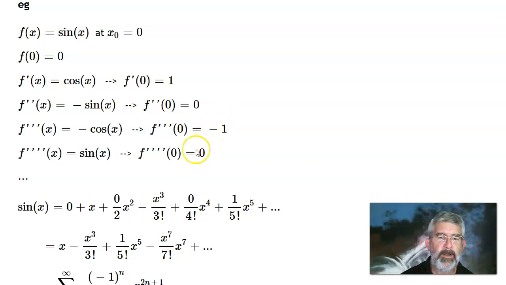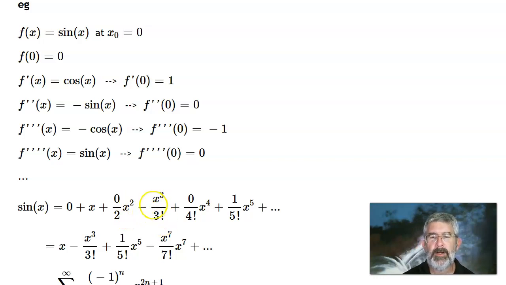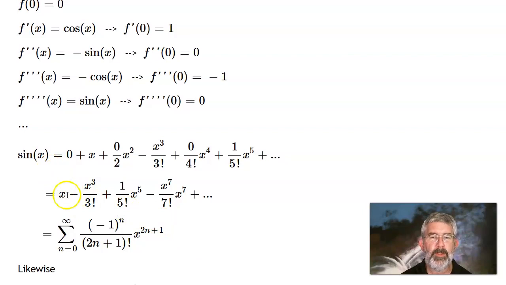So when I plug that all in, there's the 0, and there's the 1 times x to the first, there's the 0 divided by 2 factorial x squared, and the minus 1 divided by 3 factorial x cubed, and so on. And the Maclaurin series, the Taylor series for sine x, is x minus x cubed over 3 factorial plus x to the 5th over 5 factorial minus x to the 7th over 7 factorial. Man, that is not written right. Let's see if we can fix that.